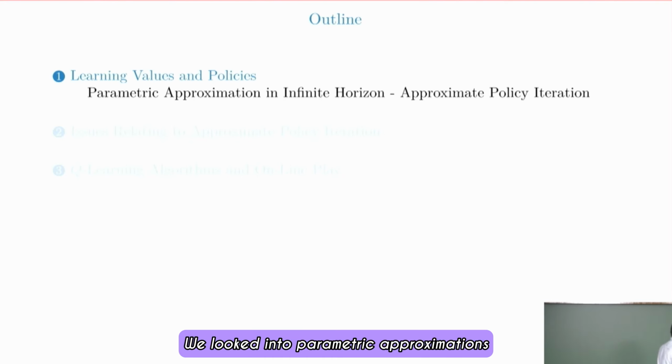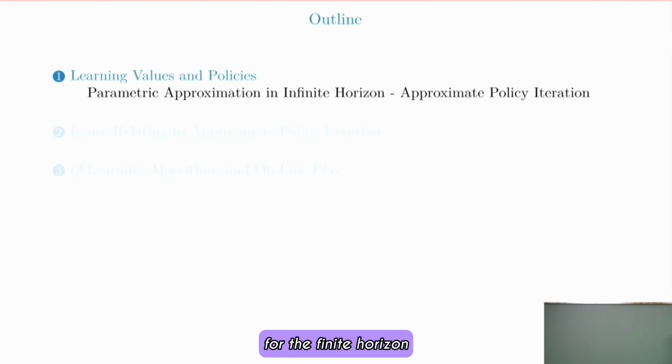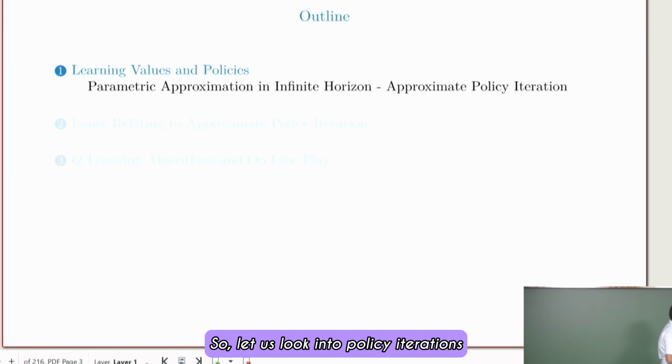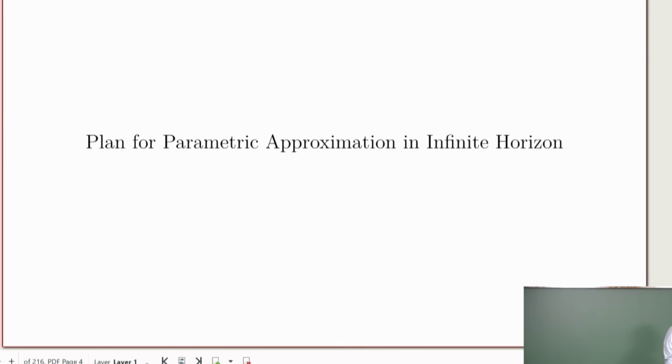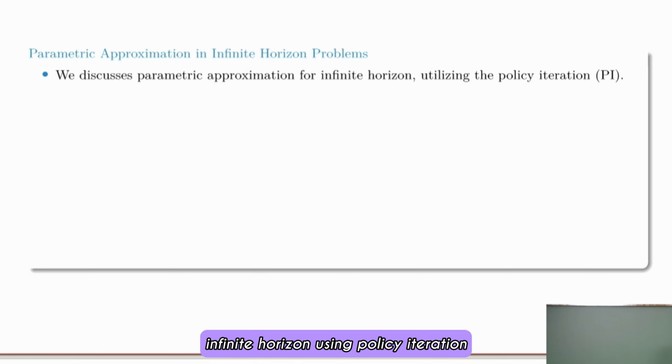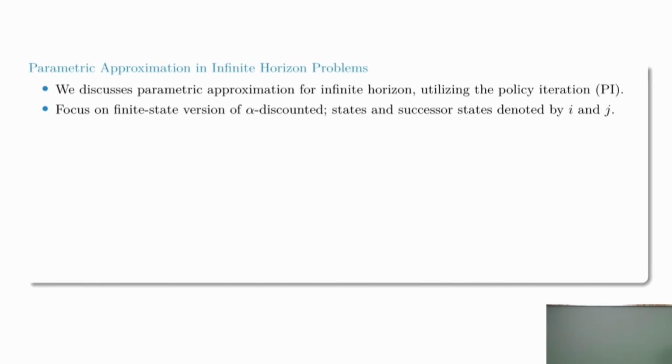We looked into parametric approximations for the finite horizon, but today we will do parametric for infinite horizon. So let us look into policy iterations. So what is the plan? The plan is we discuss the parametric approximation for infinite horizon using policy iteration, and we focus on the finite state version.